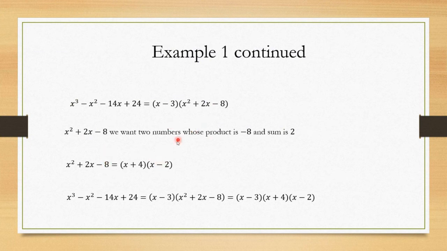And then once we know what this is, we can plug it in and factor this completely. Namely, we plug it in, we get x minus 3 times x plus 4 times x minus 2. Good. Any questions on that?